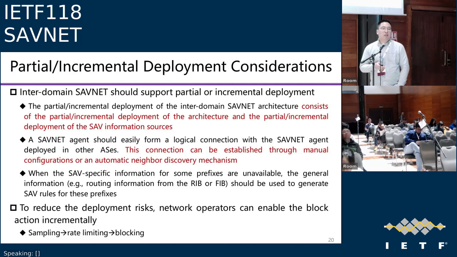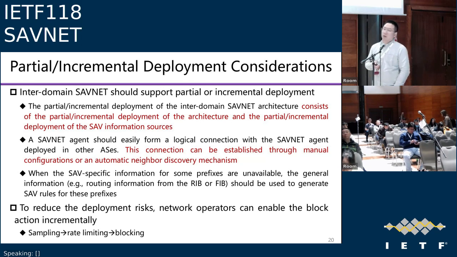The partial or incremental deployment of the inter-domain subnet architecture consists of the partial or incremental deployment of the architecture itself and the partial or incremental deployment of the sub-information sources. During the incremental deployment of the subspecific information communication mechanism, a subnet agent should easily form a logical connection with the subnet agents deployed in other ASes. The connection can be established by manual configurations or an automatic neighbor discovery mechanism.